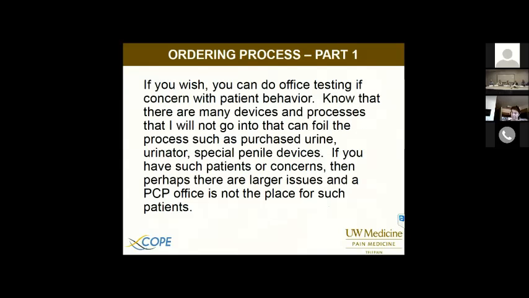So, an ordering process: you can do office-based testing, and you monitor the patient's behavior. You should know that there are many devices and processes that I'm not going to go into that can foil the system. These are probably more important for you to know if you work in an addiction office. If you're very concerned about the patient's behavior, this may not be a good patient for you to be managing in your office. If you're concerned they have a urinator or something underneath their clothes, there are probably other issues that make them not a good candidate for chronic opioid therapy in a primary care office.